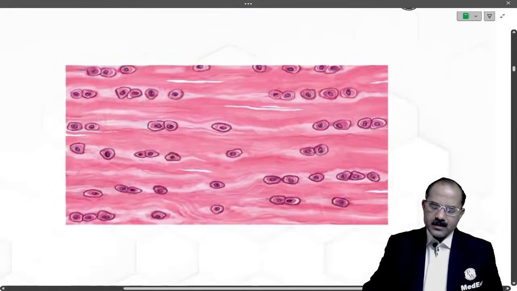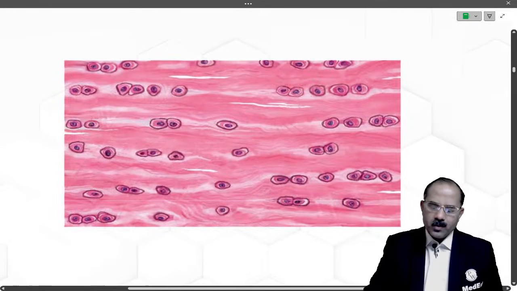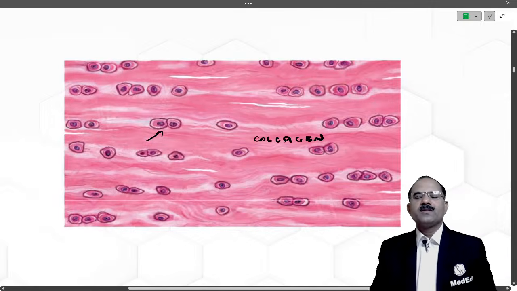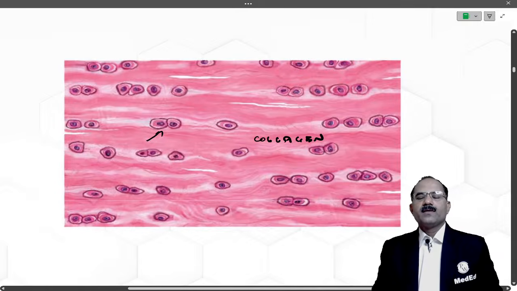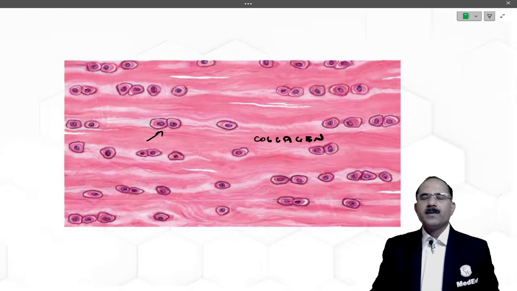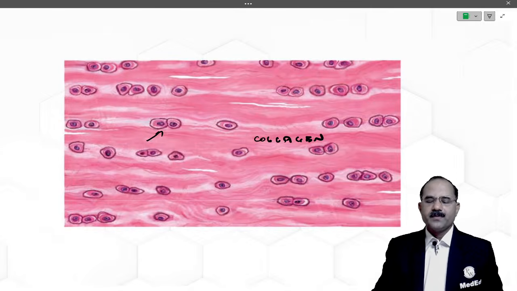And see, look at this slide. You can see these chondrocytes are very small in size. What are these? These are the collagen fibers. Collagen fibers, perichondrium is absent. Perfect. So cartilage you will be able to identify. Fine. Perfect.